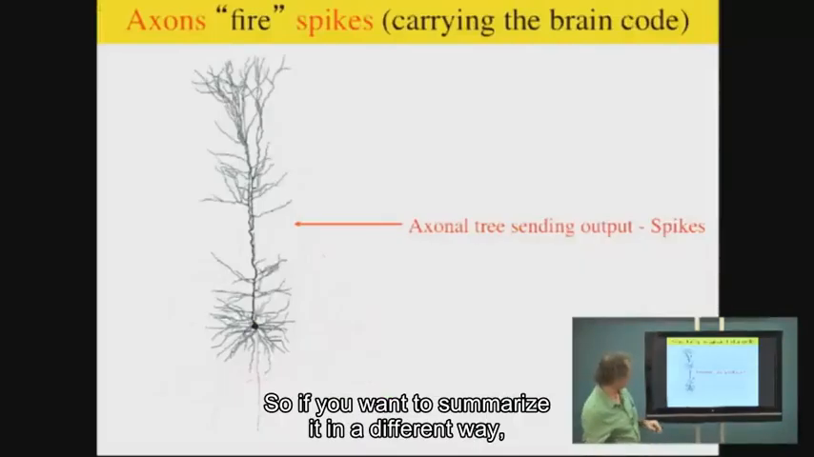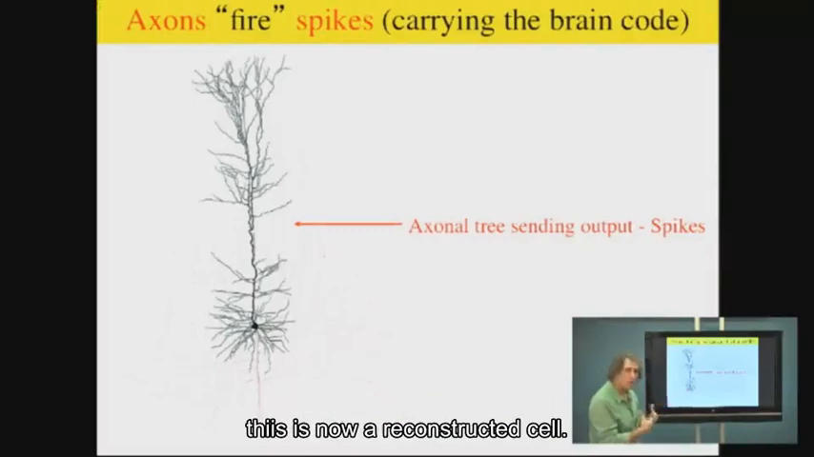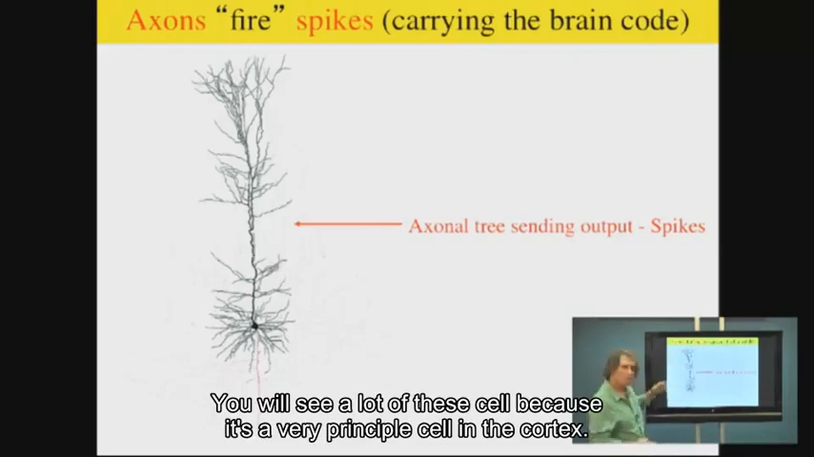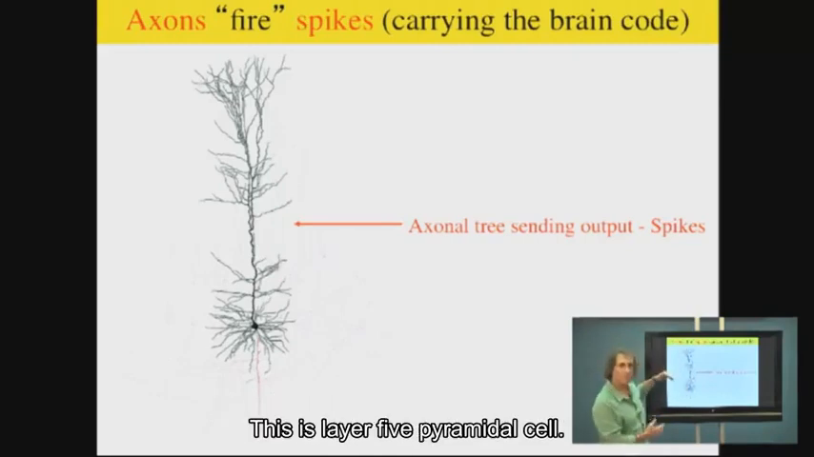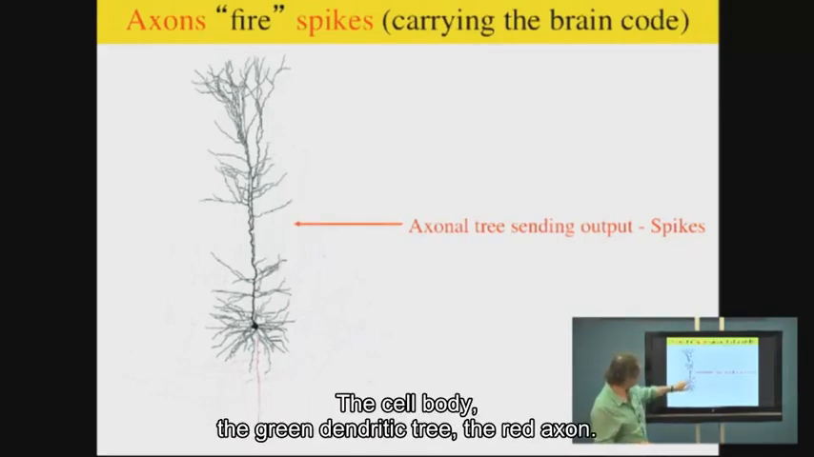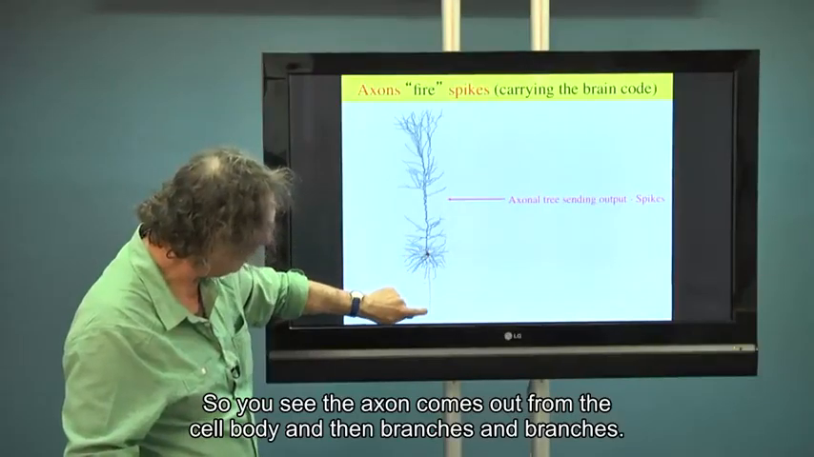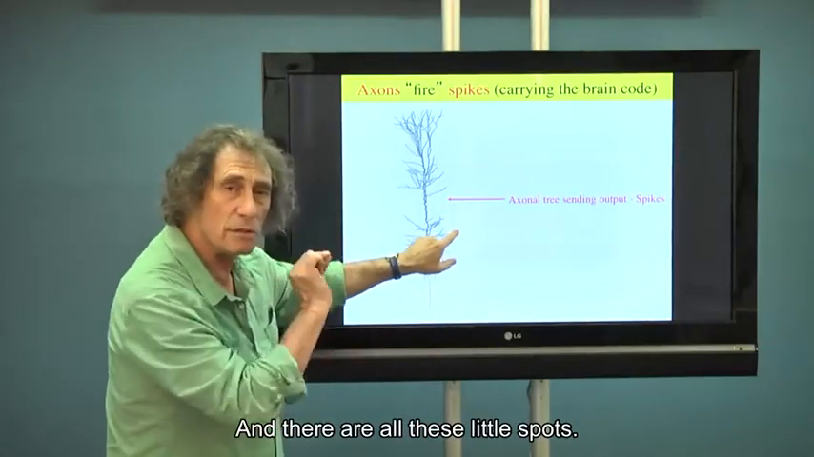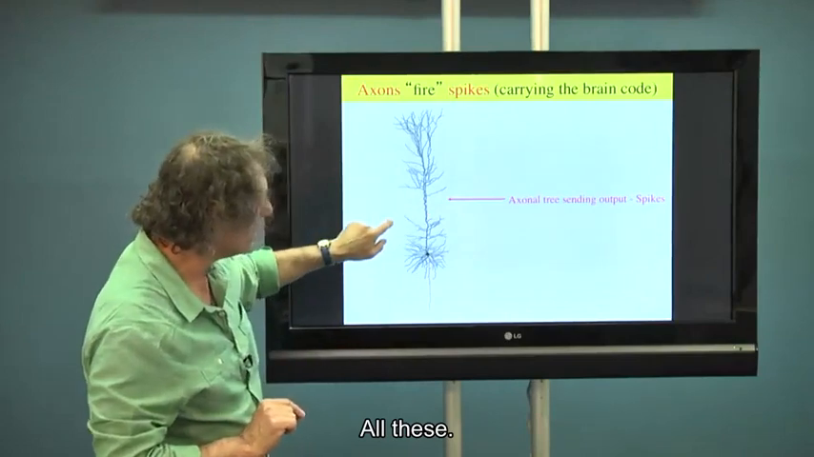So if you want to summarize it in a different way, this is now a reconstructed cell. This is a pyramidal cell from the neocortex. You will see a lot of this cell because it's a very principal cell in the cortex. This is a layer 5 pyramidal cell, the cell body, the green dendritic tree, the red axon. So you see the axon comes out from the cell body and then branches and branches. And there are all these little spots, all these varicosities.